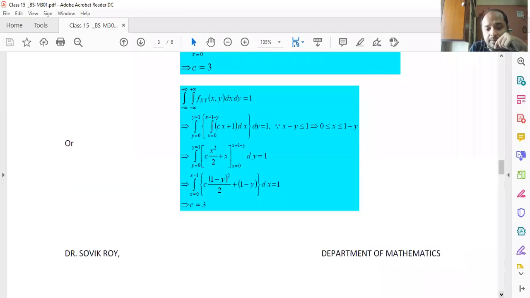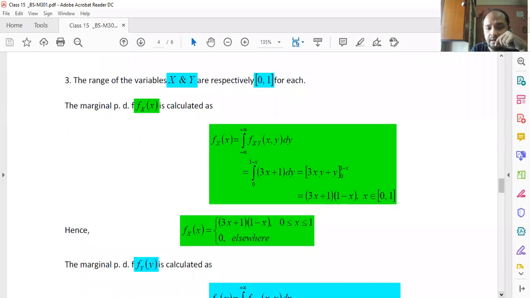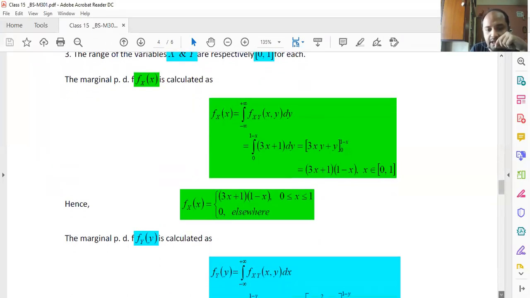My third part of the problem has already been done in this particular class in problem number 2, that is to find the marginal distribution of the random variable capital X and marginal distribution of the random variable capital Y. So I am not explaining these calculations to you because that has already been done and you will definitely understand. So these are the marginal distributions. Now I have calculated this. You go through these calculations, you can do it by yourself. This particular part of the problem has already been explained in the previous problem.